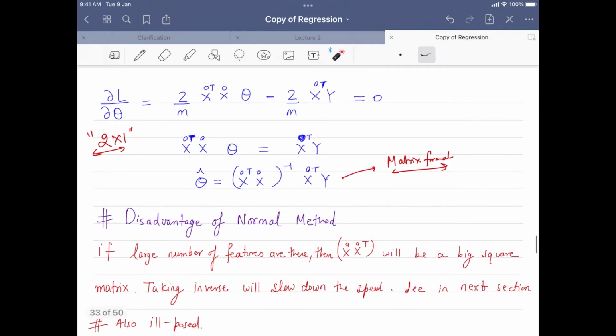The disadvantage of this method is basically the inverse of the matrix that you are calculating. The inverse of matrices actually takes a lot of time. Even if you do it numerically in software, it will take time as the dimensions of this matrix increase. Right now, for this particular case, it is 2 cross 2, but if you use a large number of features, say n features, the dimension will become n cross n.